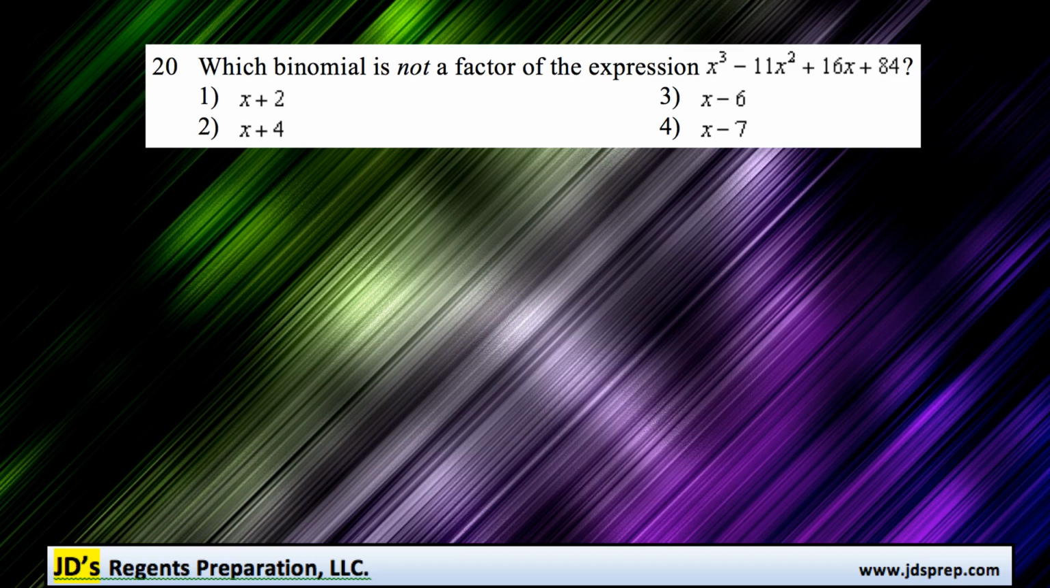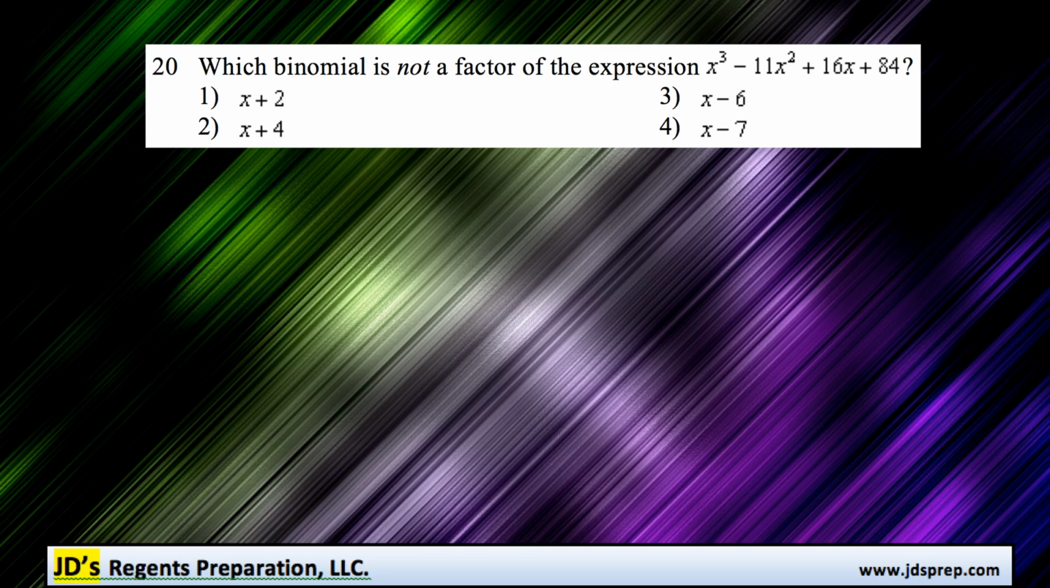This is question number 20 from the August 2017 Algebra 2 exam. In this problem, we're trying to find out which binomial is not a factor of the given expression. Basically, we're going to be doing some trial and error here to see which one of them is not a proper factor. Now, there's actually two different ways we can solve this.